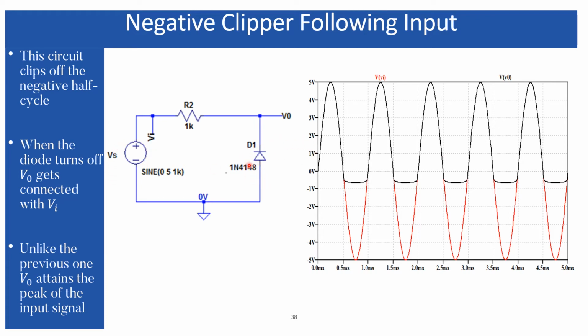So there is no connection. V naught is directly connected with this voltage source. So current will appear at this node, and if you apply a load resistance over here, you will get the immediate response across the load resistance. So the output is following exactly the input. In the previous case, the output was not following the input because the diode was in this branch and it was consuming some amount of voltage across it. But in this particular orientation, the output is following the input for the positive half cycle.